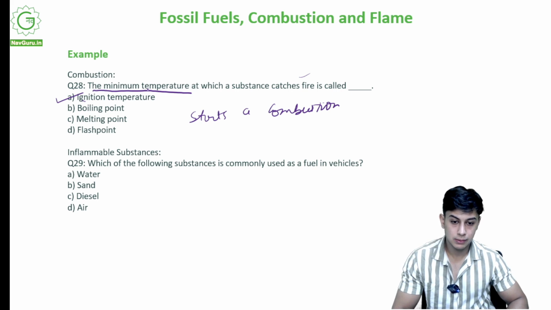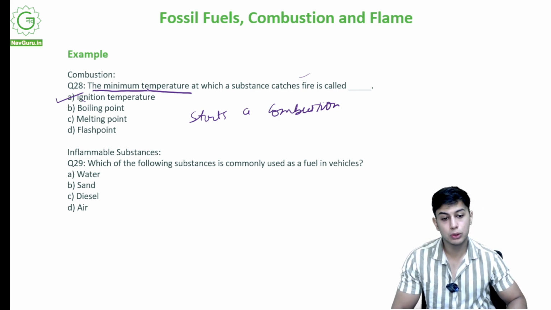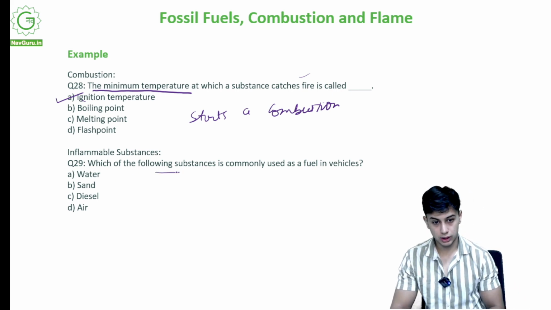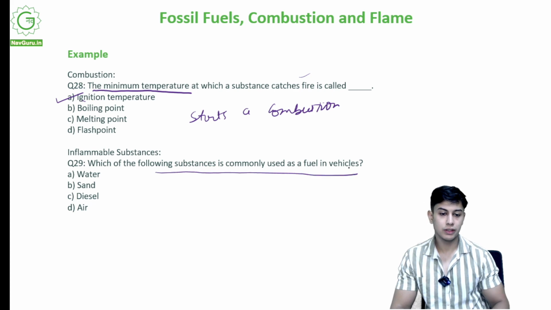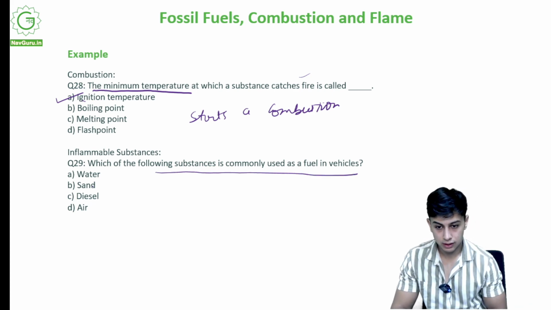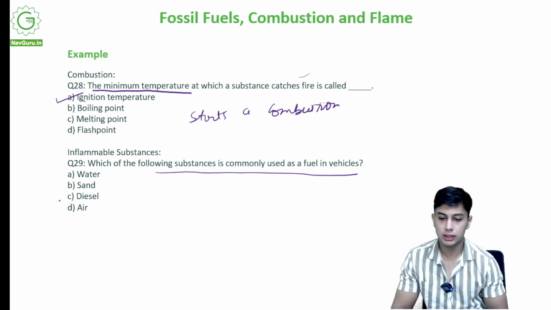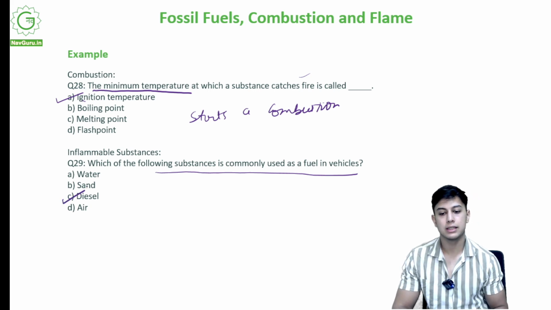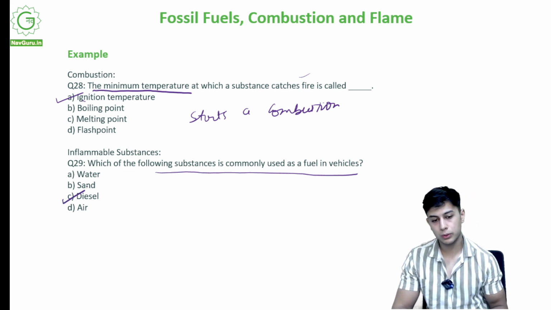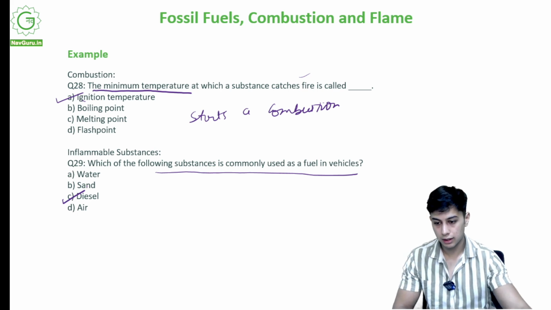Okay, another question on inflammable substances. Which of the following substances is commonly used as fuel in vehicles? Commonly used as fuel in vehicles. Which substance? Water, sand, diesel, air. So it's an easy question. Diesel. Out of all these, we all know that diesel is the one used in vehicles.